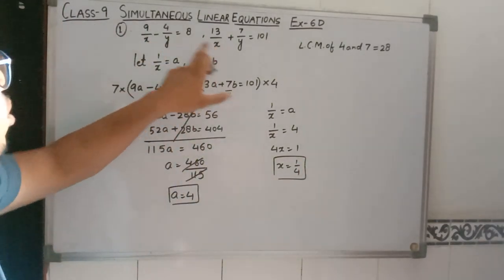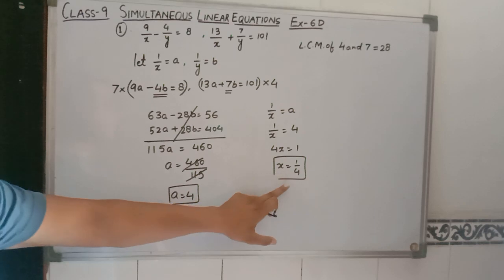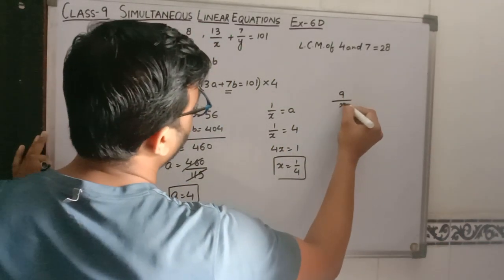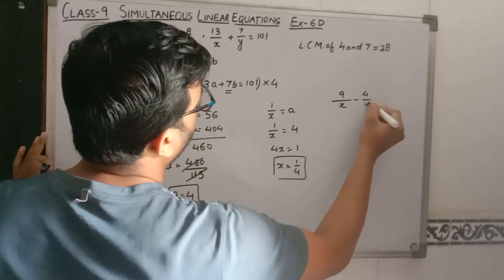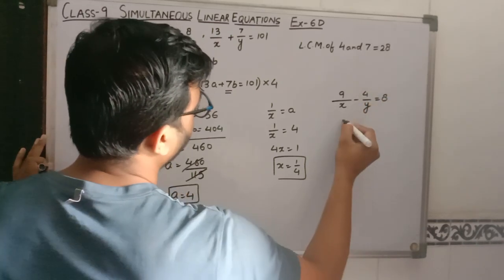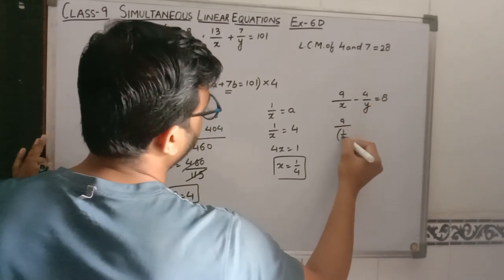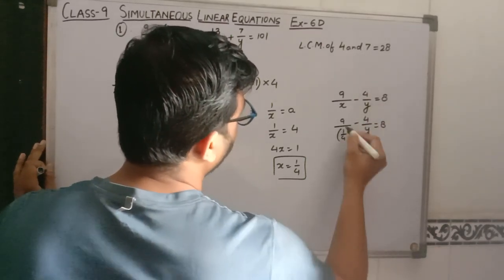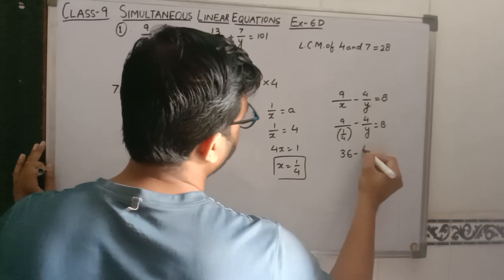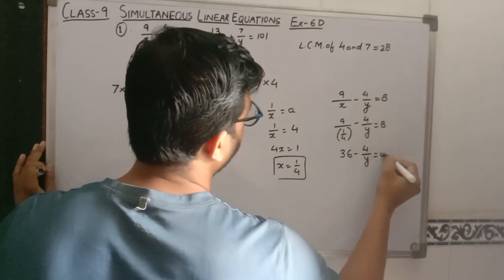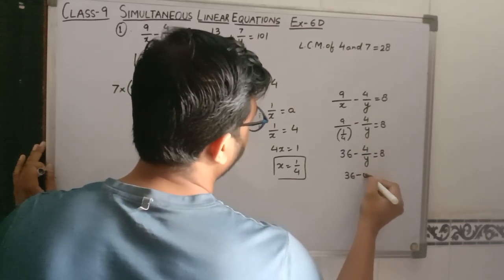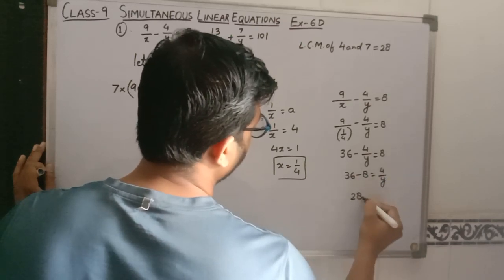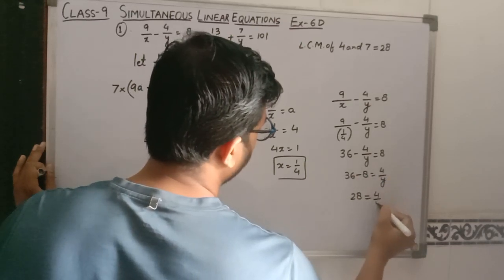Now we have these two original equations. We can place the value of x in any of these two. 9 upon x minus 4 upon y is equal to 8. So it will become 9 upon 1 upon 4 minus 4 upon y is equal to 8. So it will become 36 minus 4 upon y is equal to 8. 36 minus 8 is equal to 4 upon y. 36 minus 8 is 28, equal to 4 upon y.